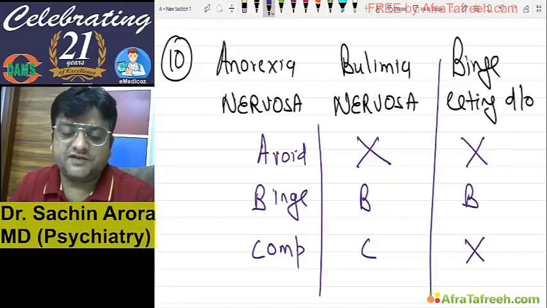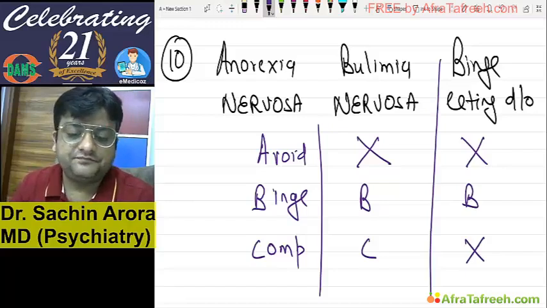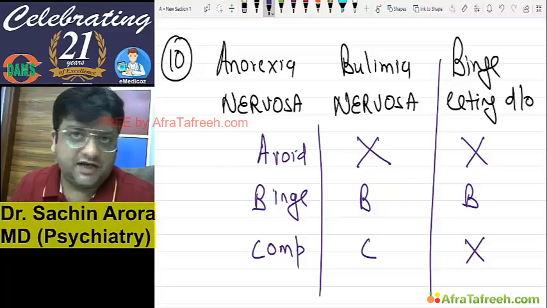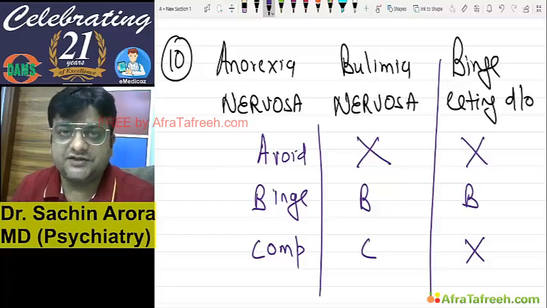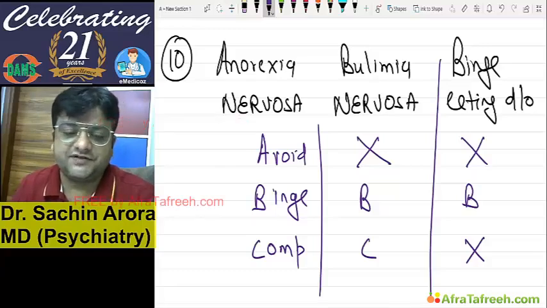Asking for multiple investigation, is it all? Yes, we do have time duration for adjustment disorder, Divya. It has to happen within 1 month of stress as per ICD, within 3 months of stress as per DSM.